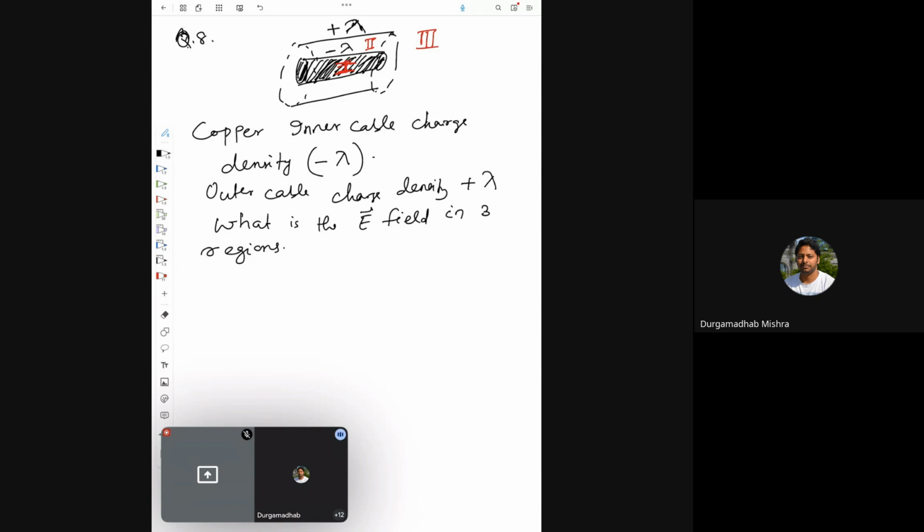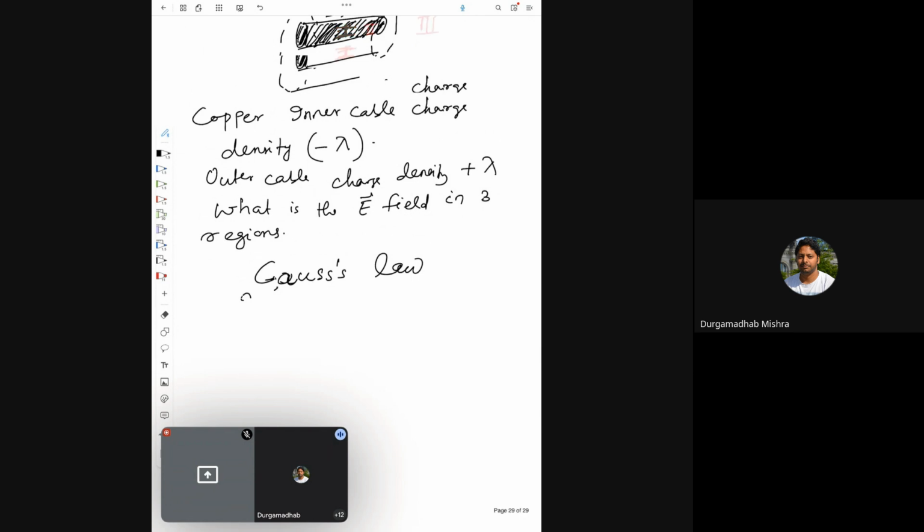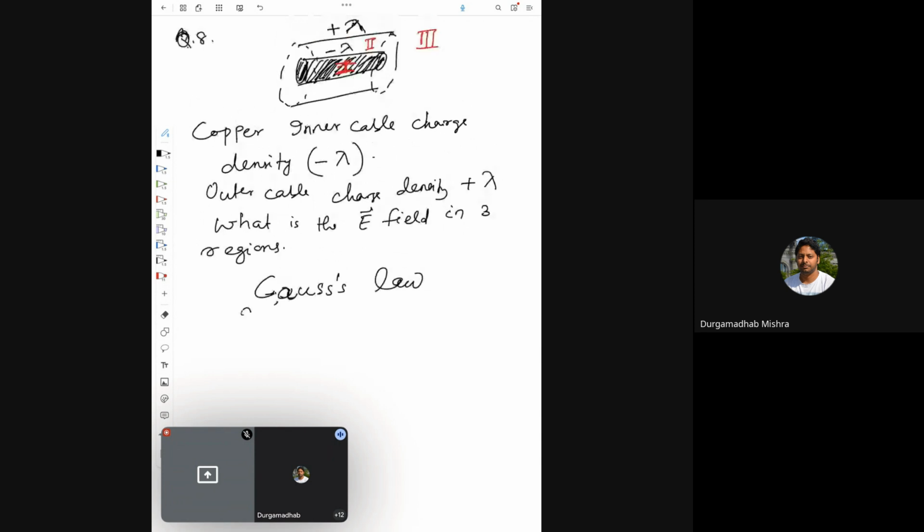So this has a cylindrical symmetry. So we have to apply Gauss's law with a cylindrical Gaussian surface. The Gaussian surface will be a cylinder. Okay, so this is what we will use now.